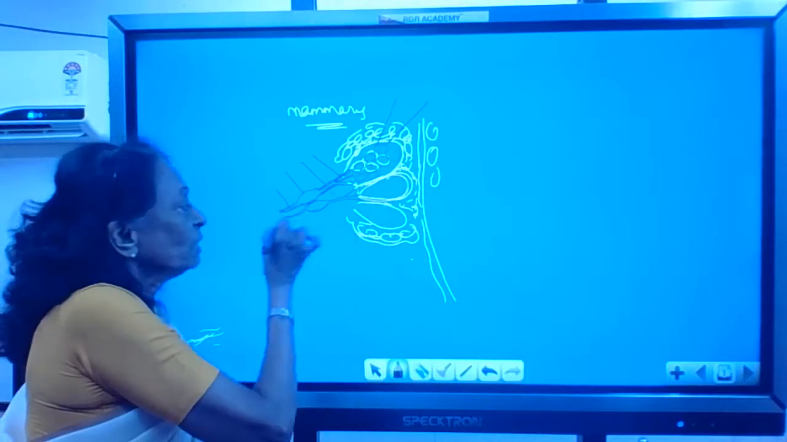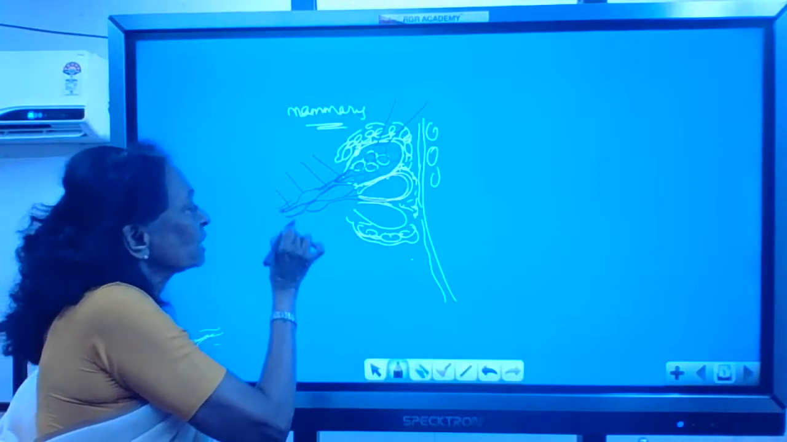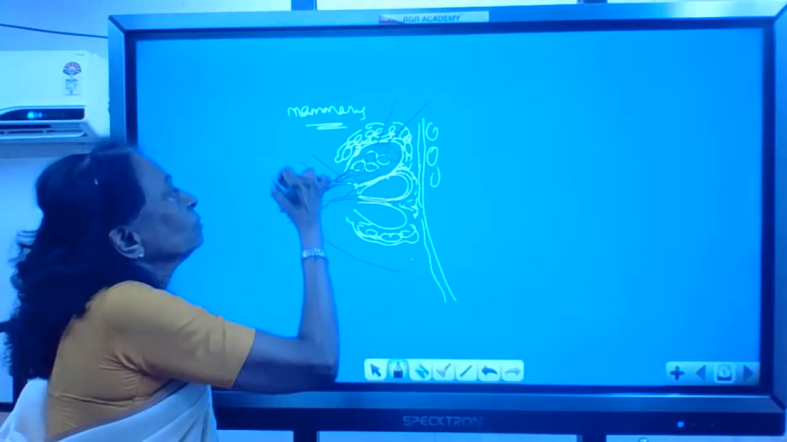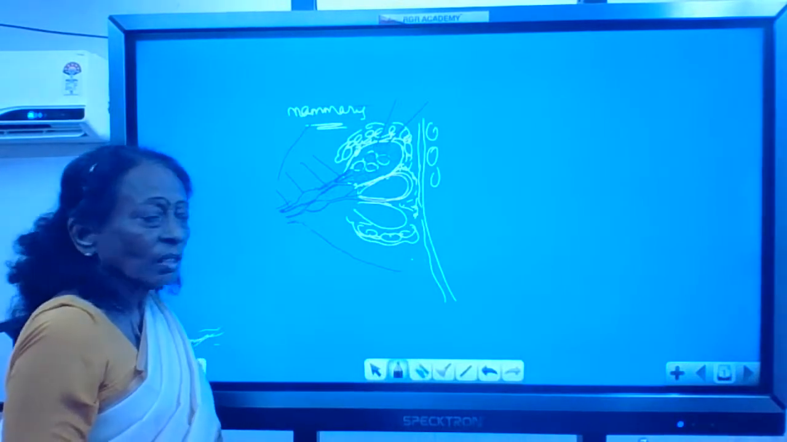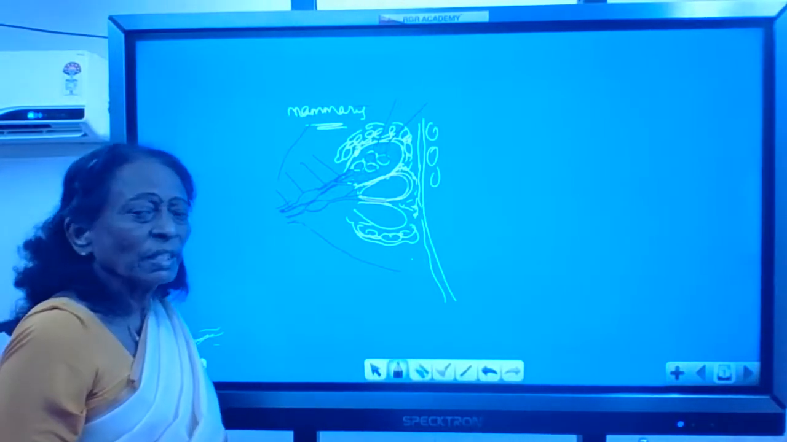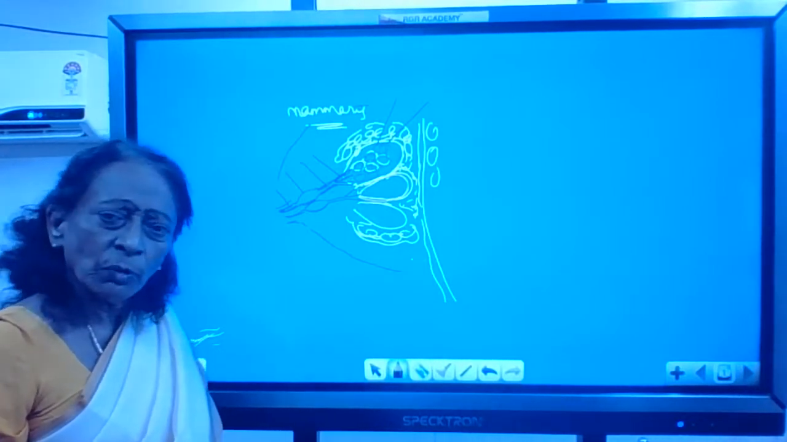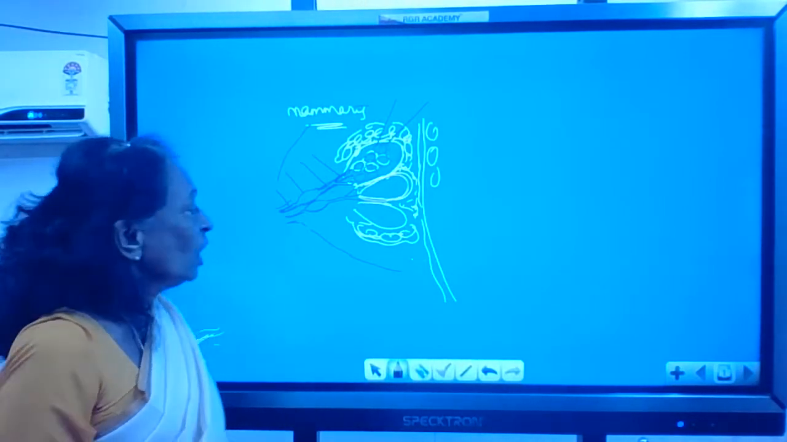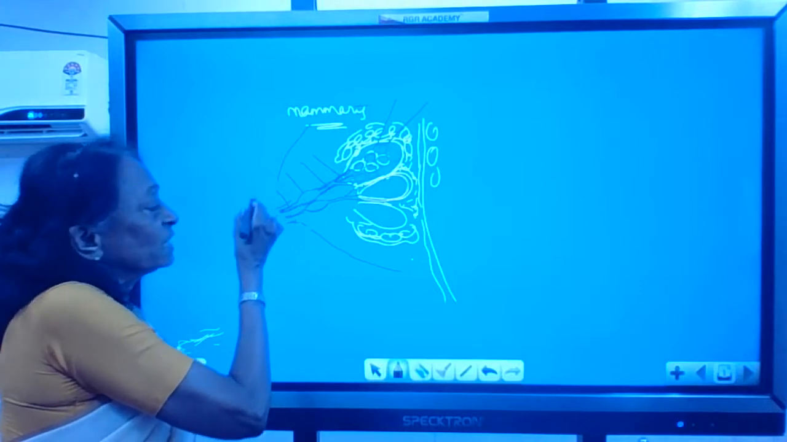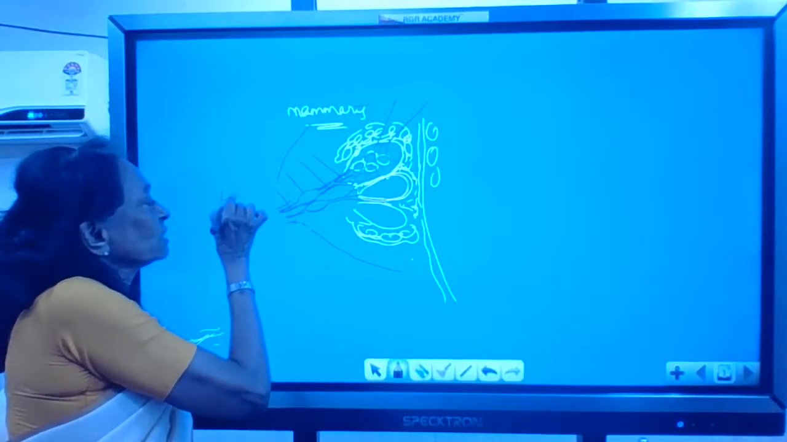Now the duct system, and lastly all the lactiferous ducts open in the nipple region of the breast. That's all. This is how the structure of the mammary gland is given, but invariably in the objective part they will ask how it opens out. This lactiferous duct they'll ask you. This is called the lactiferous duct.